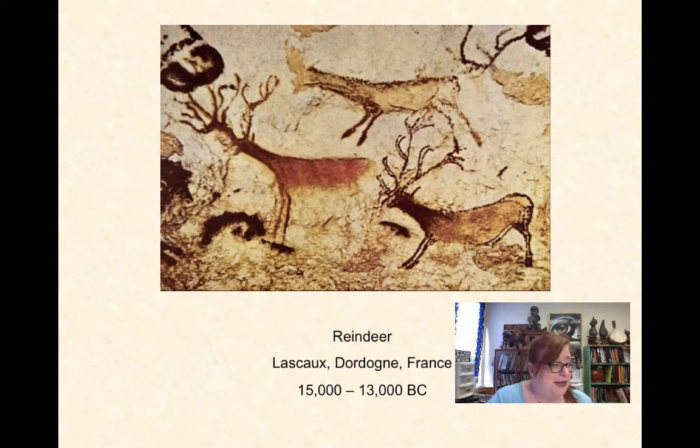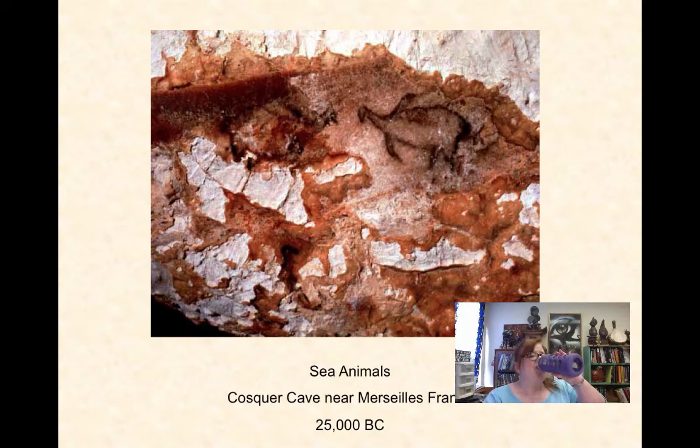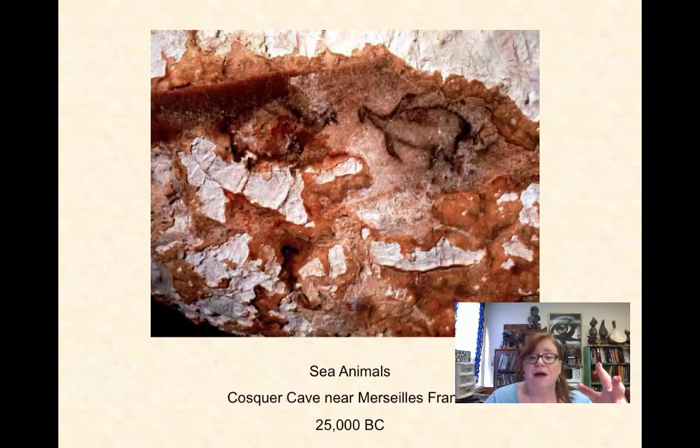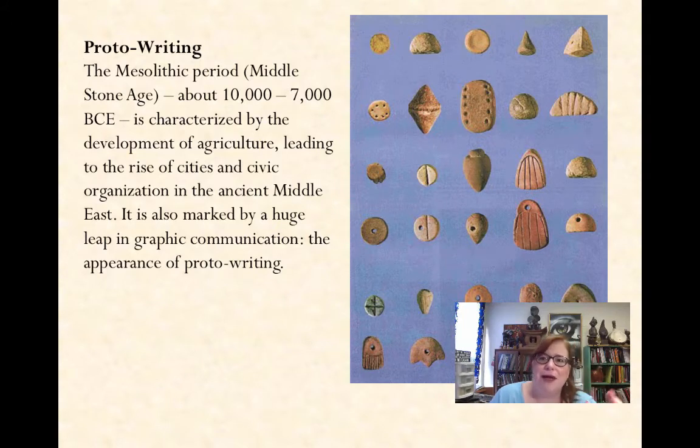There's some reindeer. Again, they are recognizable as reindeer. Sea animals. The other thing that looking at this cave art tells us is what kind of animals were living in this region during this time. And this is a cave in Marseille, France, where there is not a sea nearby. So it's interesting that these animals appear here. Maybe there was an ancient lake bed or something at the time, or maybe people were traveling a lot more than we think. So how did writing begin?